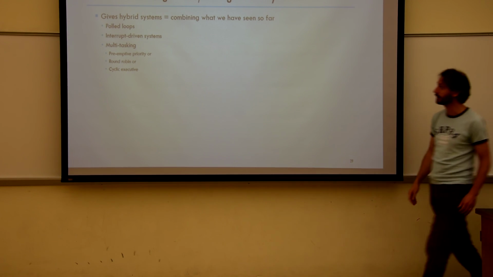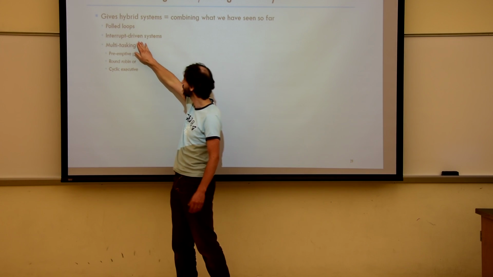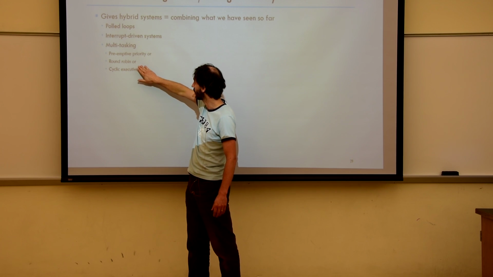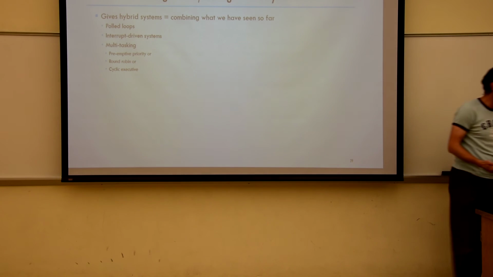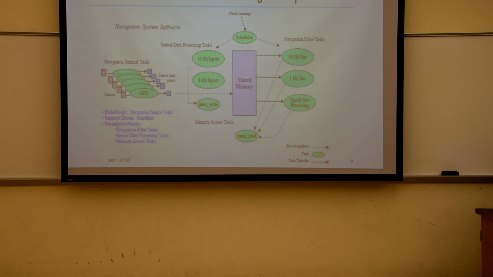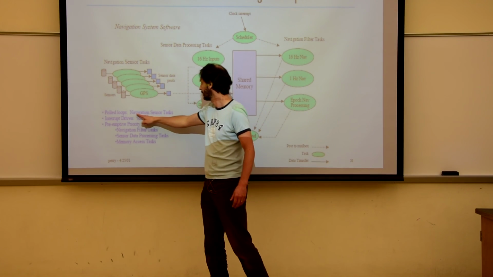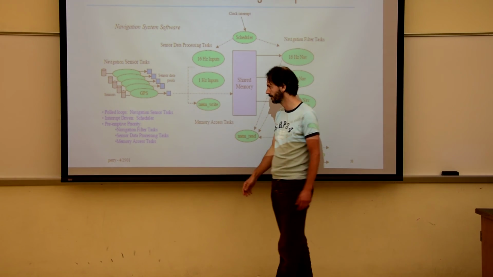So this gives a hybrid system. So we're going to combine what we've seen so far. So we have the polling loops, interrupt-driven systems. For multitasking we have the preemptive priority, or the round robin, or the cyclic executive, but all of that is going to be a combination. So if we're going back to this example, then what do we see? Well, the polling loops can be used for the navigation of the sensor task. So we're collecting that data.